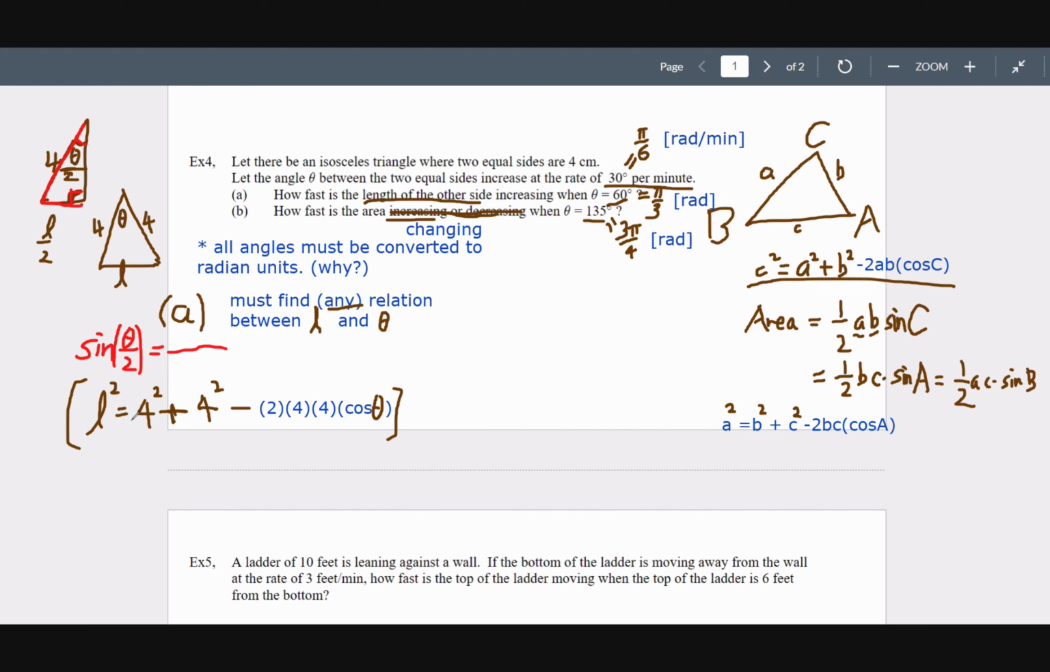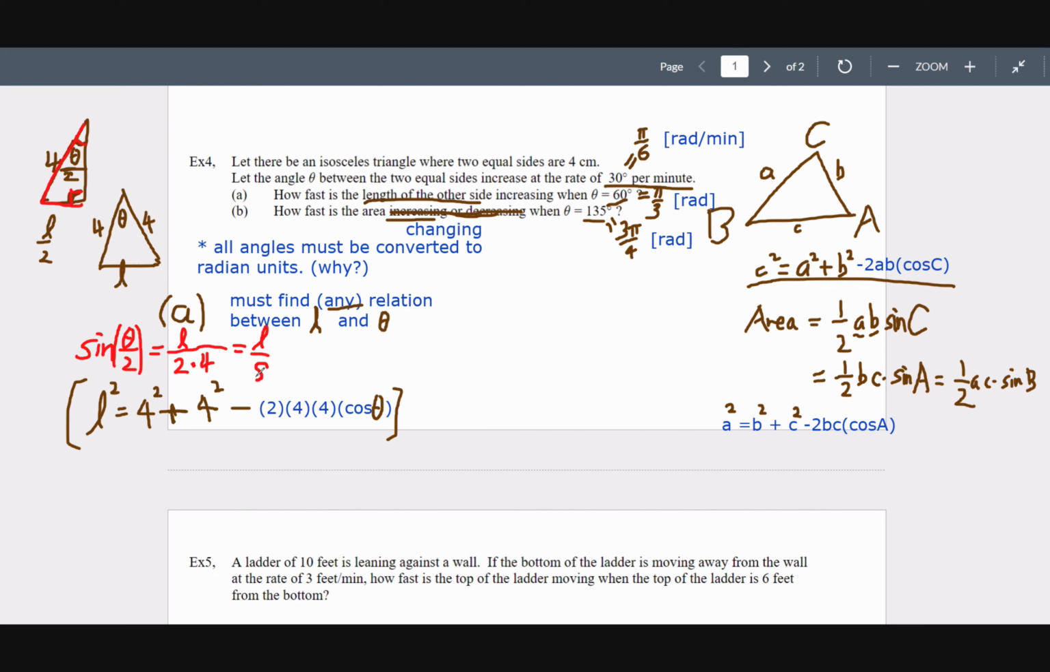What is sine theta over 2? Using the trig definition of sine, sine theta over 2 is the opposite over hypotenuse. So this is L over 2, and then over 4, but I'm not going to put over 4, I'm just going to put a 4 here. So that's L over 2, and then over 4. So this is actually L over 8.